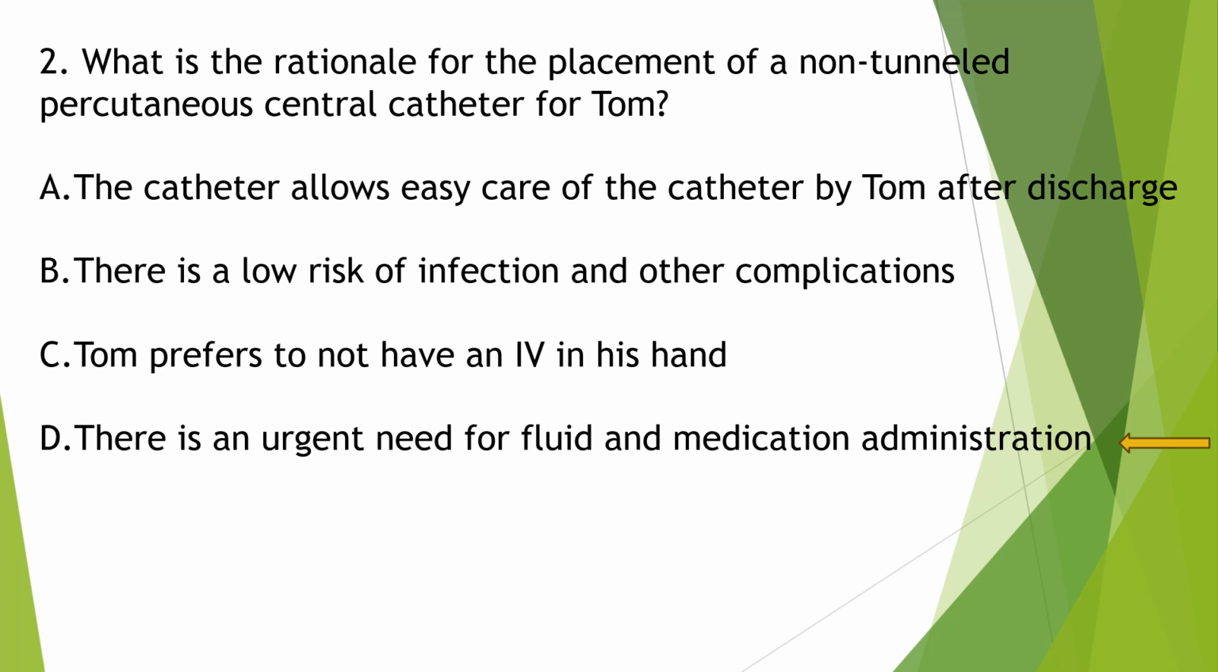The catheter can't be used after discharge, so the first option is wrong. The second one, there are chances of infection and complications, so the second is also wrong. And the third one, the peripheral lines are very small. It is not that the patient has told I don't want a peripheral line. It is not like that.